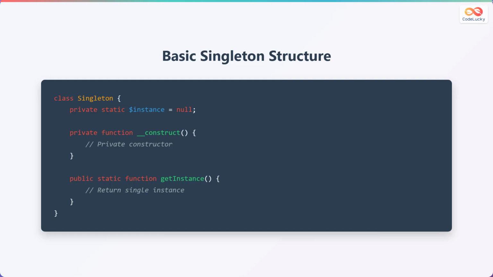Let's take a look at the basic structure of a singleton class in PHP. First, we declare a class. Let's call it Singleton. Inside the class, we declare a private static variable called instance, which is initially set to null. This variable will hold our single instance of the class. Then we declare a private constructor. This prevents the class from being instantiated directly using the new keyword. Finally, we declare a public static method called getInstance. This method will be used to access the singleton instance.